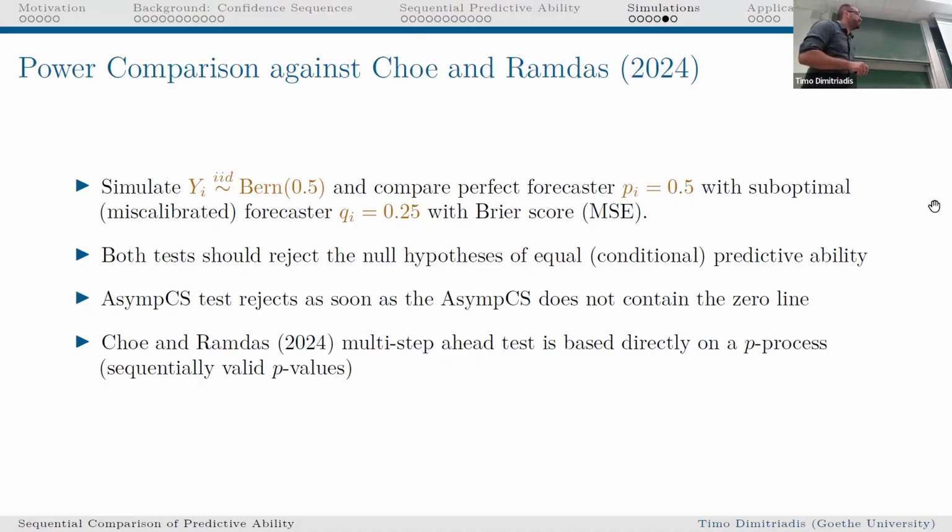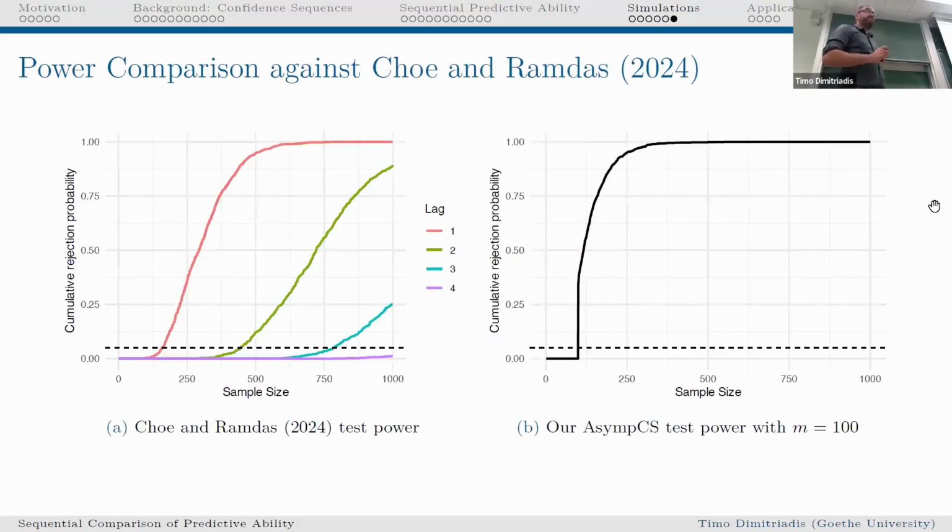Now they test conditional predictive ability, we unconditional. But it's actually the same thing, because there's no conditioning involved here at all. So in that sense, it's more or less comparable. Now what we see is the following. On the right-hand side in black, we have our cumulative rejection probability, so power.